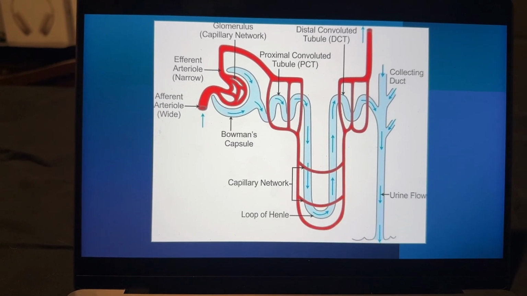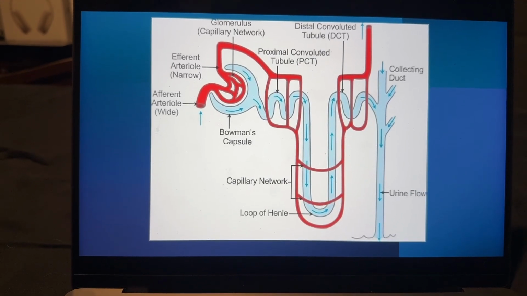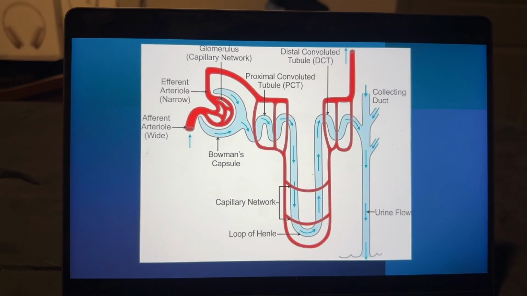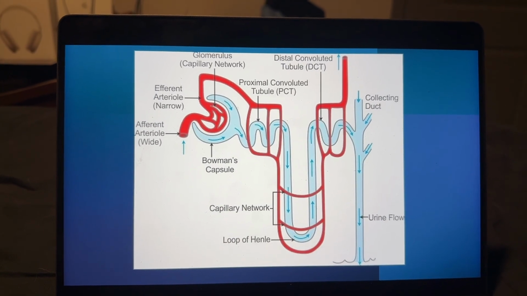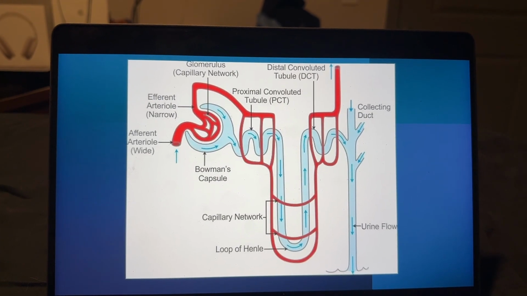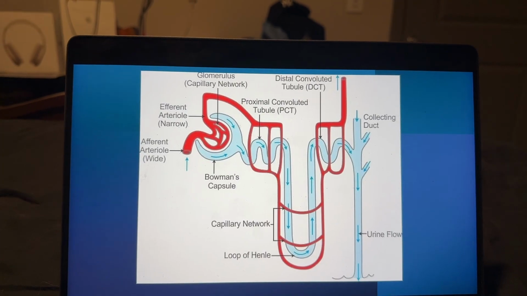The ANP also acts on the DCT and the collecting duct, and it's released from the heart when blood volume is high. Sodium and water have a high excretion, more urine, and it's less concentrated. It also has a low blood volume, and low blood pressure.